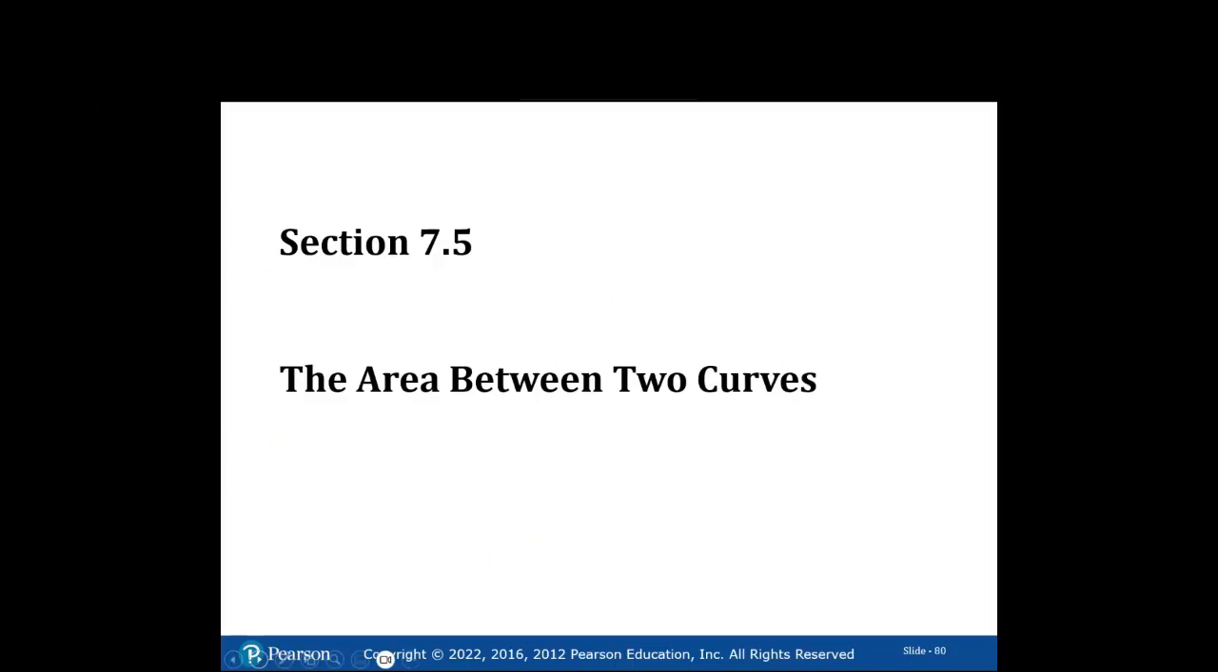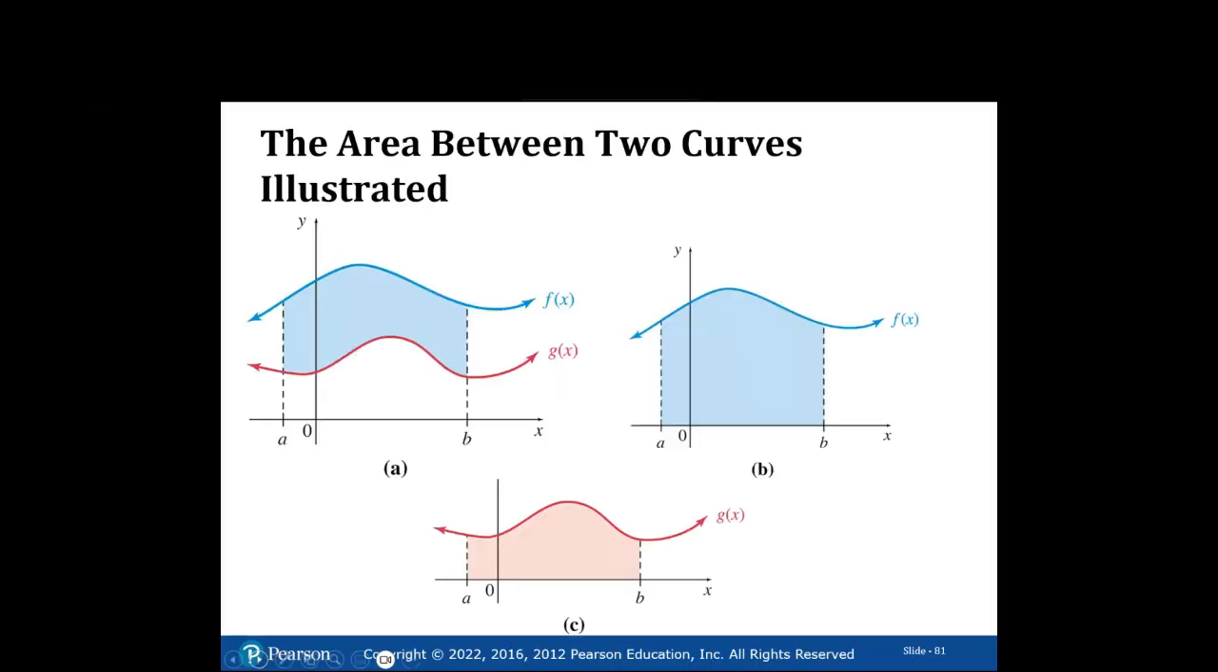Now we're going to look at finding the area between two curves. Now we know how to do definite integrals. We know how to find the area under those curves. But what if I gave you more than one curve? So here's a few examples. You can see that our blue function f of x, if I took its area from a to b, it would be this entire blue region.